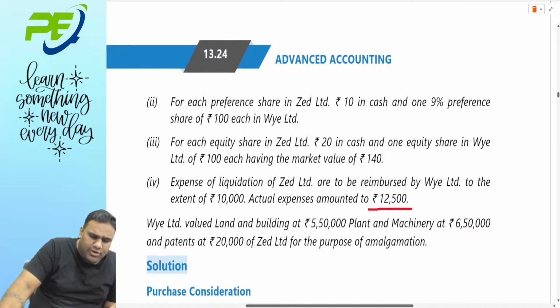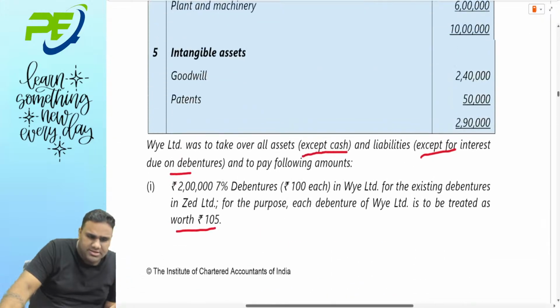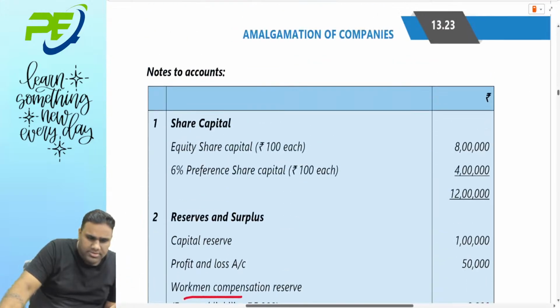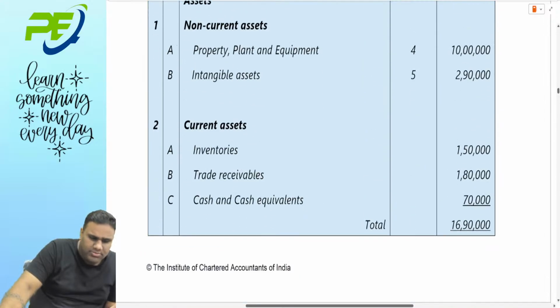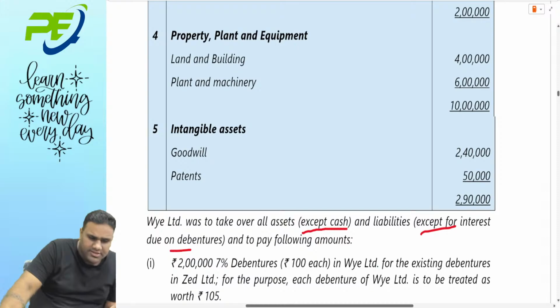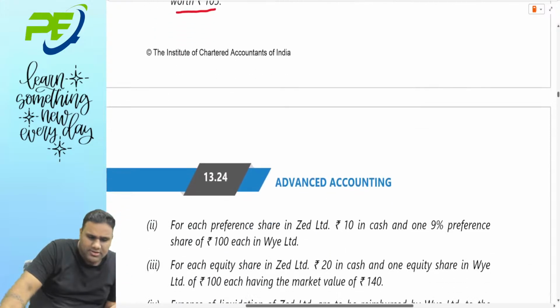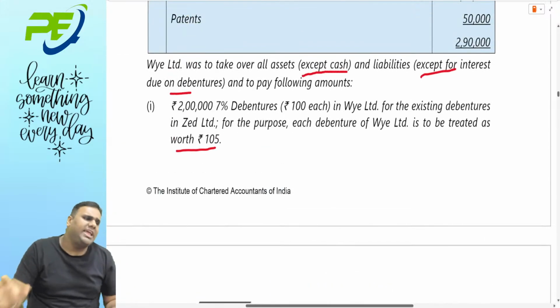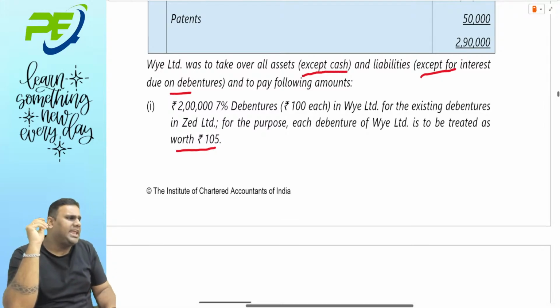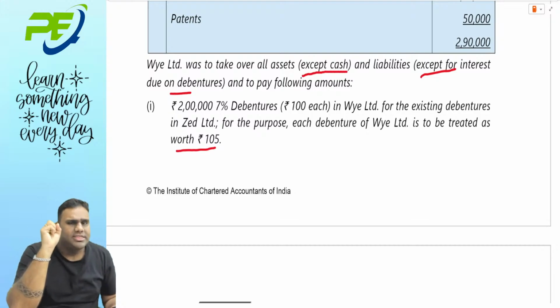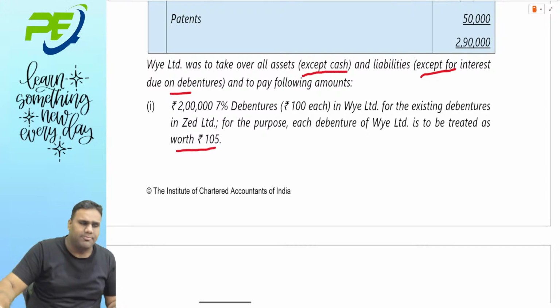Y Limited valued land and building at 5,50,000, plant and machinery 6.5, and patent 20,000 for the purpose of amalgamation. I have not given what is to be done. Let's assume they are asking us for a journal entry in the books of the selling company.